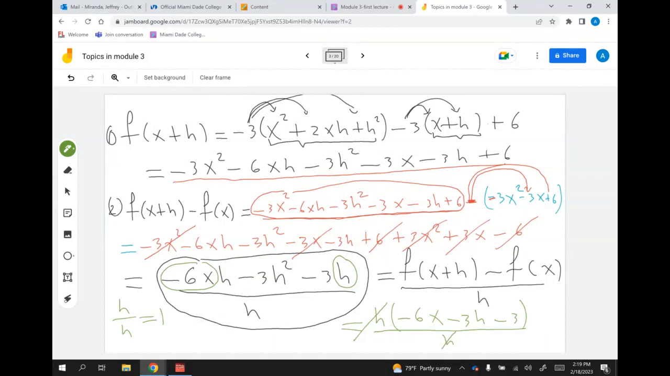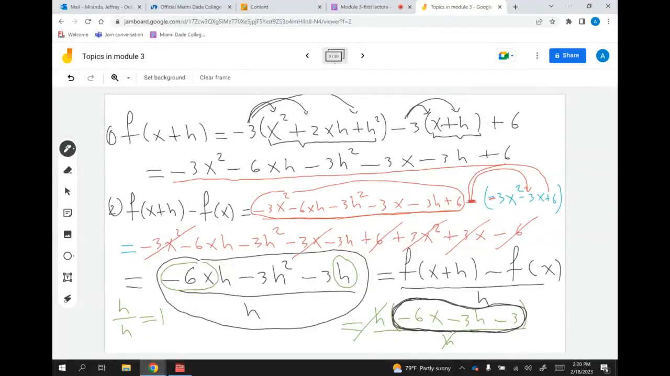Now, the question is, what is the answer after all this work? It took us 2 pages, 2 frames to get this done. So what is the answer? My answer, guys, is this: negative 6h minus 3h minus 3. That is it. That is my answer.